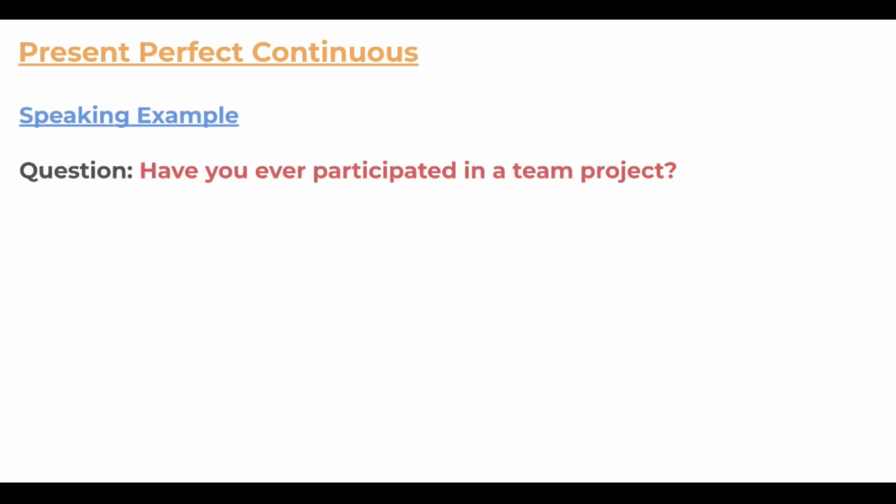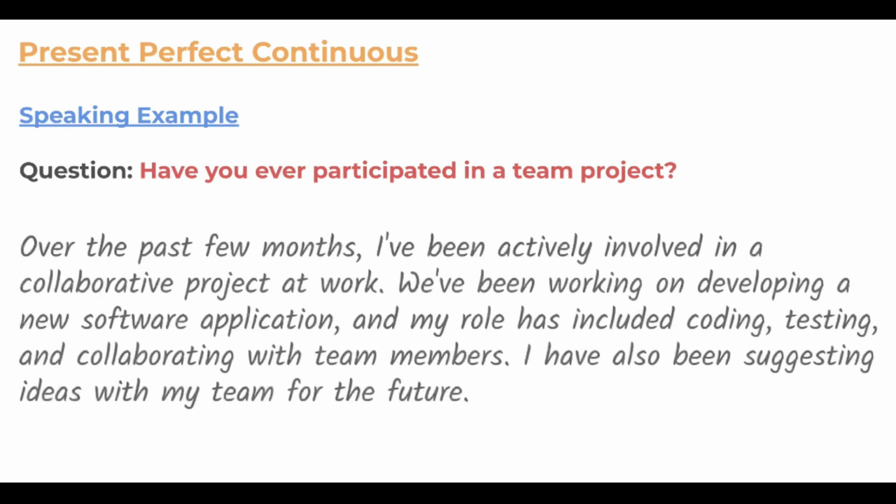Now let's seamlessly ease into the present perfect continuous. Got a speaking example for you. Have you ever participated in a team project? Sample answer now and have a look and see if you can spot any of this tense here. Over the past few months, I've been actively involved in a collaborative project at work. We've been working on developing a new software application, and my role has included coding, testing, and collaborating with team members. I have also been suggesting ideas with my team for the future.